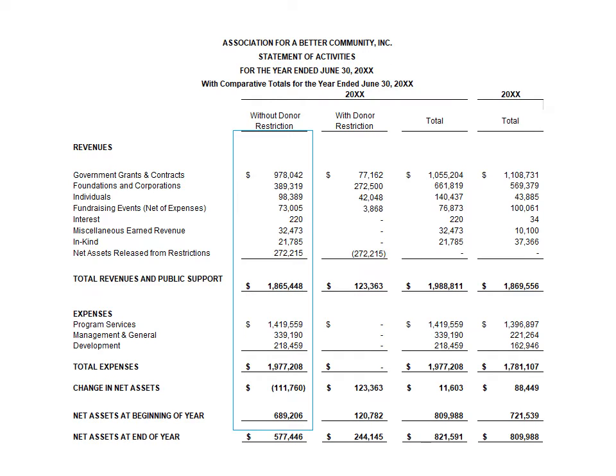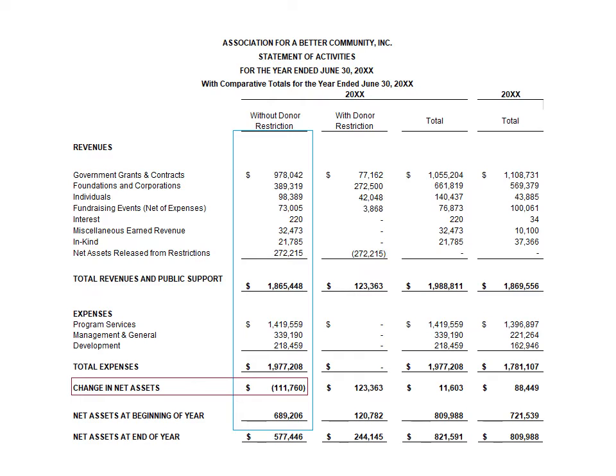So when we're actually looking at GAAP financial statements to understand what happened, the without donor restrictions column is where we want to look. That's where the action is. So the number to look at on the statement of activities for our operating results for the year is the change in net assets in the without donor restrictions column.